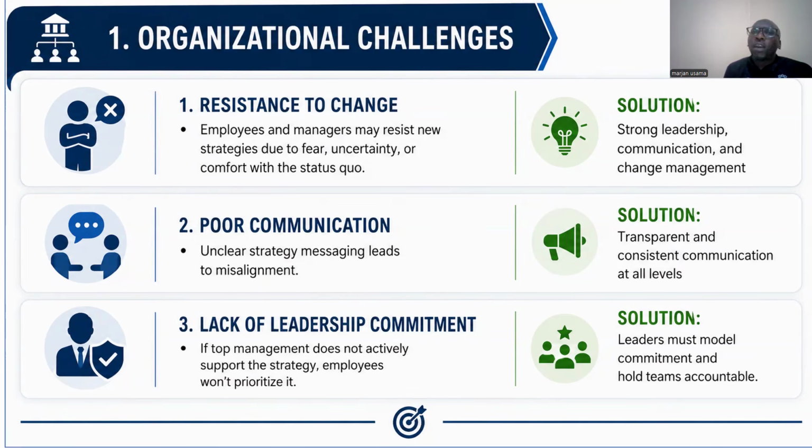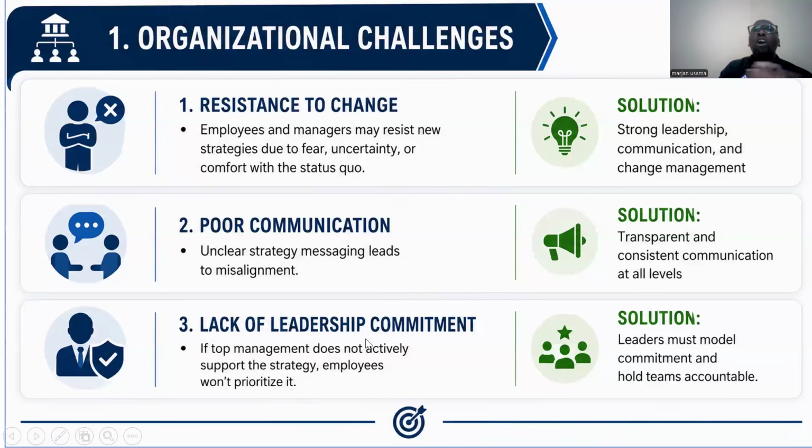Then another organizational challenge is poor communication. So sometimes you have unclear strategy messaging that leads to misalignment. So any problem with communication can actually be detrimental to our strategy implementation. That is why it's very important. The solution, always be transparent, be open to your team, and consistently communicate at all levels. Communication should be regular, always. Always communicate with your team.